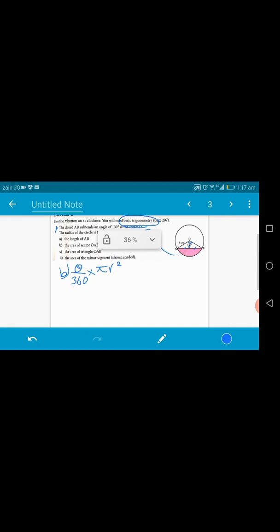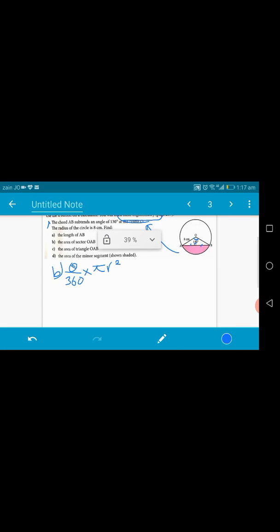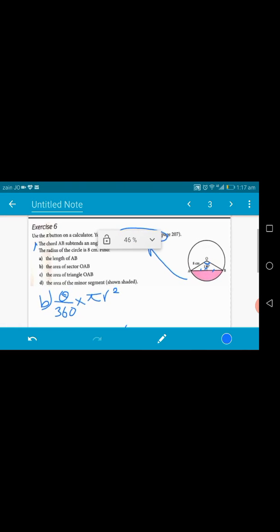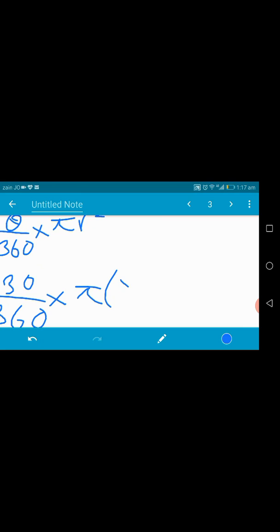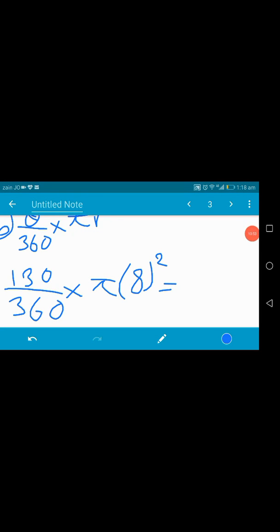This is the rule. Now can you tell me what theta is? Theta is the central angle, which is 130. So theta is 130 over 360 times pi times radius. What's the radius? It is 8. So times 8 squared, which is equal to 208 over 9 pi. So this is the answer for this part.